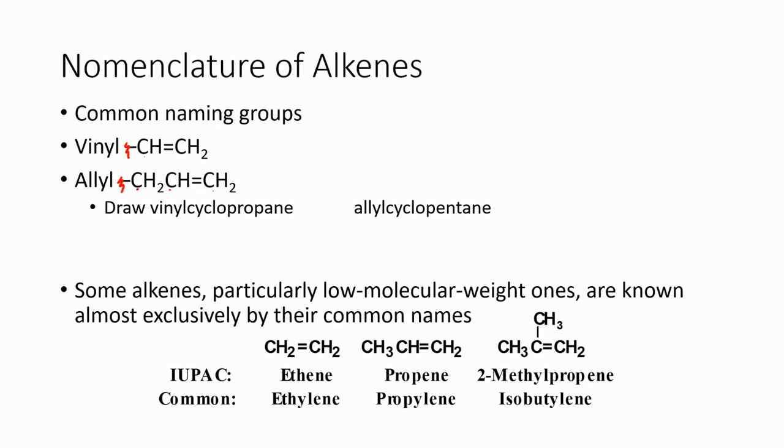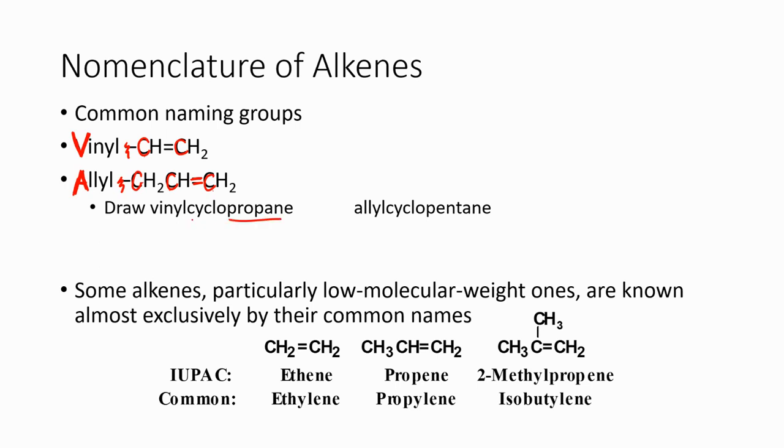My trick to remembering this is simply that to make the V for vinyl, I need two lines to write a V, and the vinyl group is going to have two carbons in it. To make the letter A, I need 1, 2, 3 lines to make an A. 3 lines to make an A, 3 carbons to make an allyl. Then I just have to remember for the allyl that that double bond is out on the very end of that chain. So how do I draw vinyl cyclopropane?